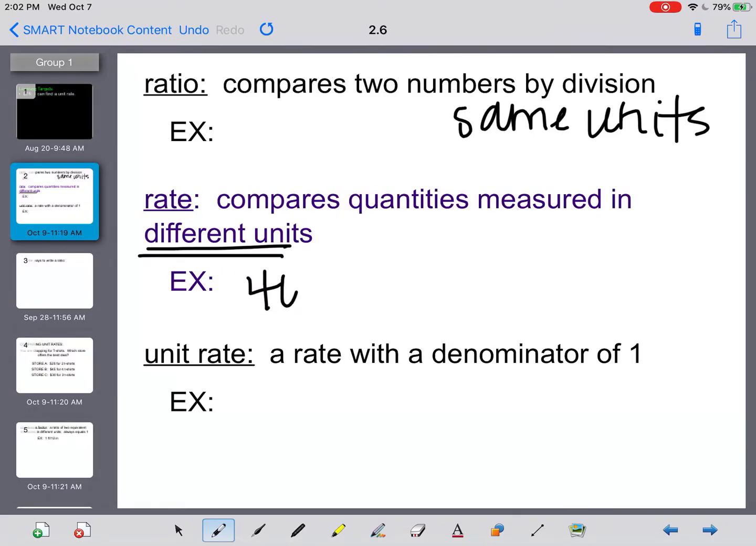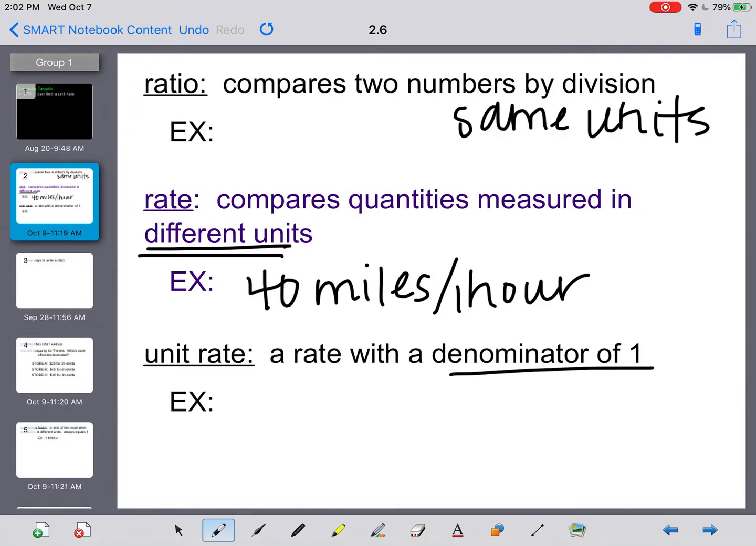A rate compares quantities measured in different units. So for example, things like 40 miles per hour for 1 hour. Dollars per gallon, things like that.